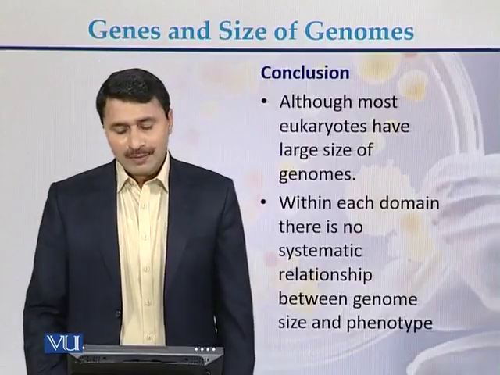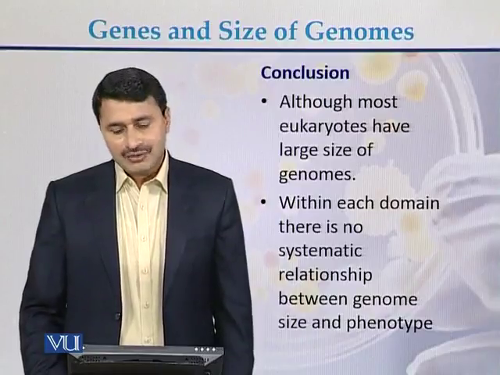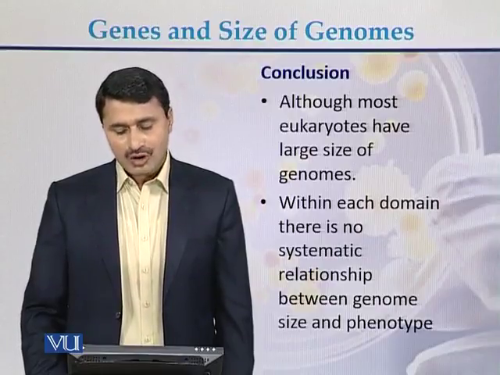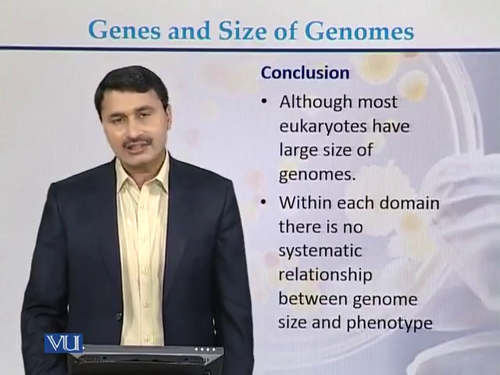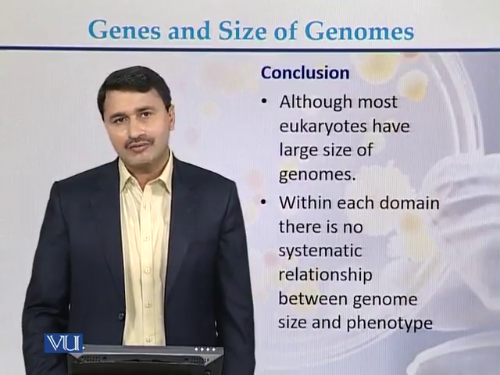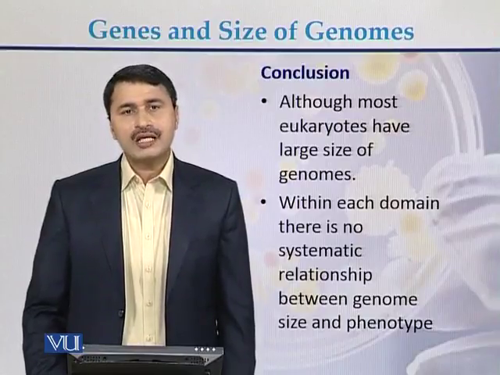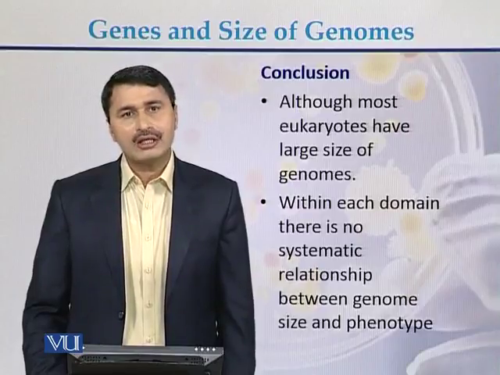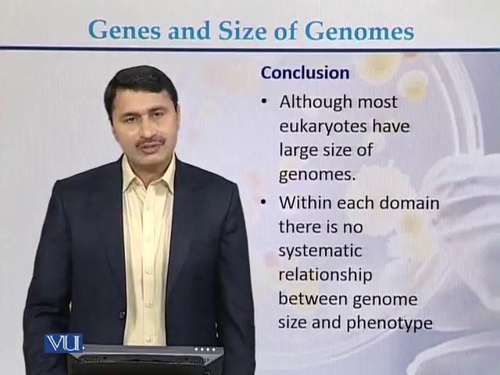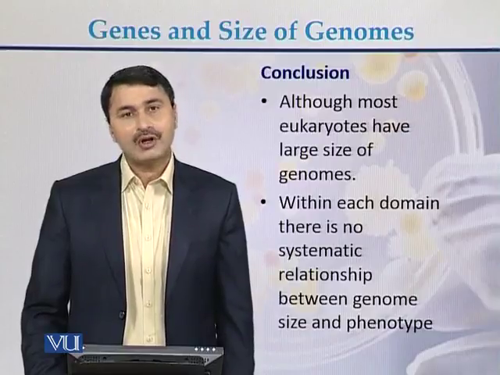So if we conclude what the correlation is between the number of genes and the size of genomes, most of the eukaryotes have large genomes when we compare them with the genomes of the prokaryotes. But within each domain, in the domain of prokaryotes or in the domain of eukaryotes, we see that there is no systematic relationship between the genome size and the number of genes.